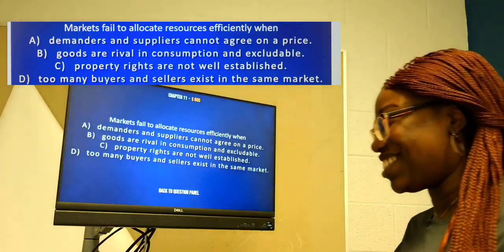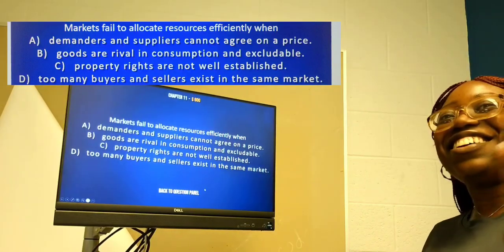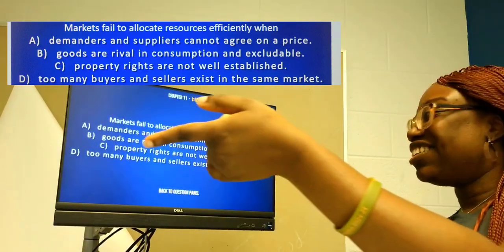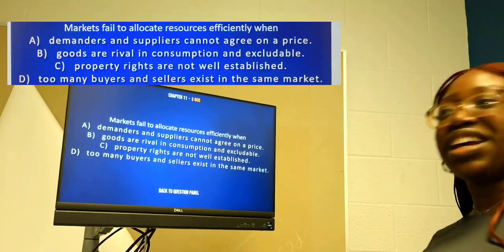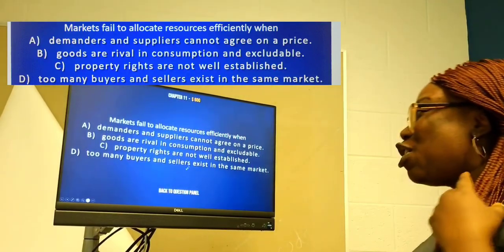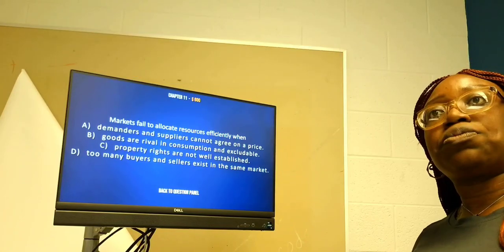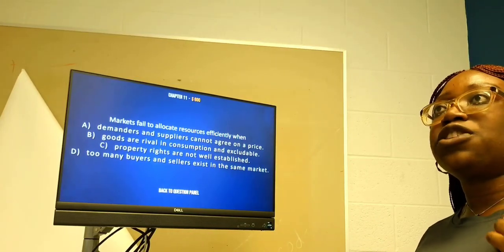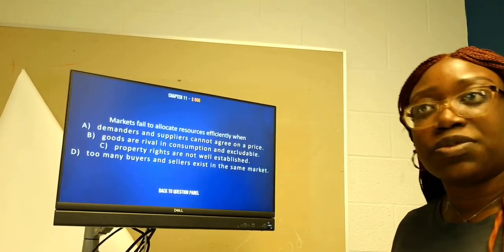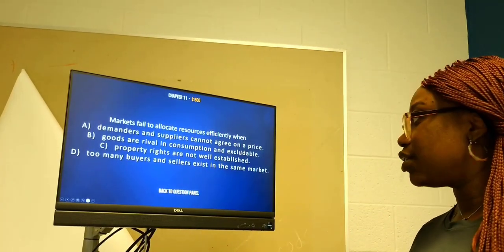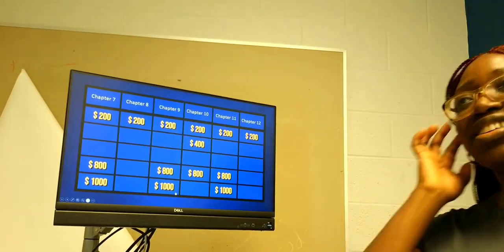You lost your shot. B is not B. Bonus point. A. Okay, no one gets it. Property rights are not well established. So property rights is to preserve people's ideas, right? So if it's not well established, then people can steal people's ideas, and that's going to lead to inefficiency, right? Okay, great job. Whose turn is it?